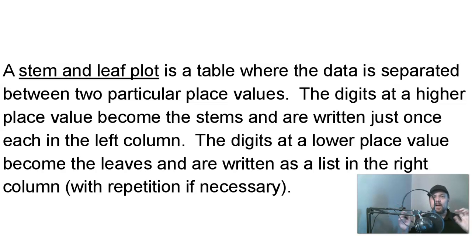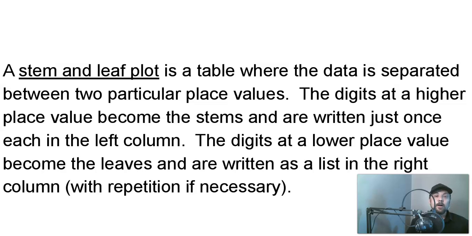You can't say, oh, there's two 5s, I'll just write it one time. Then the stem and leaf plot only shows that data value once when it actually occurred twice in the data set. And so stems are not repeated. We take advantage of the fact that those stems are shared in common among multiple data values, but the leaves have to be repeated to account for all the data values that are actually in our data set. So the leaves are written in a list in the right-hand column with repetition if necessary.